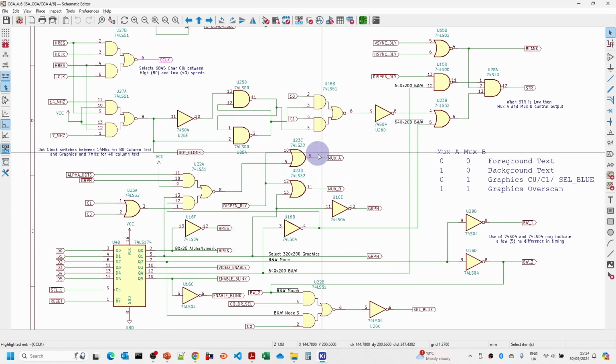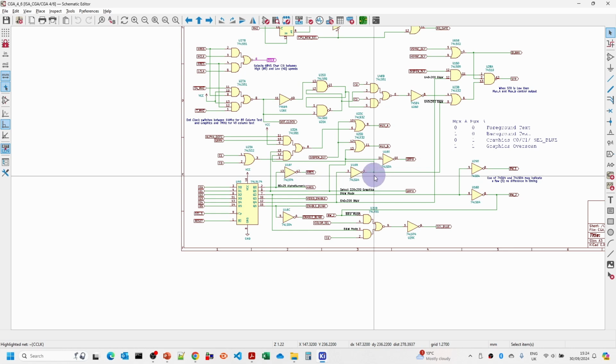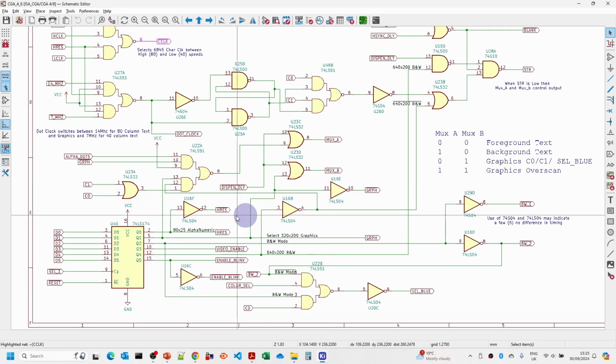Now a lot of the signals here for the multiplexer A and multiplexer B are a lot easier to actually see what's going on here than it was in the other one. So if we have any problems that we're trying to diagnose, then this KiCad will be a lot easier to diagnose and work out what's going on compared to the original schematics in the IBM documentation.